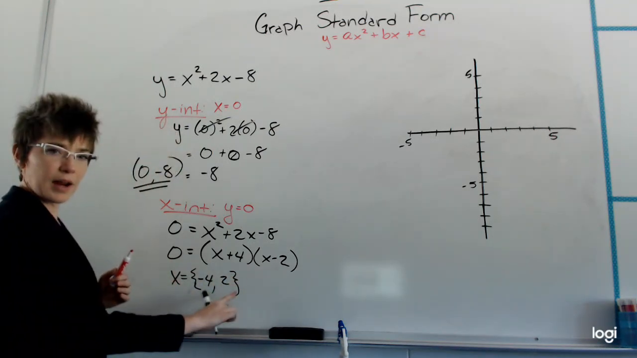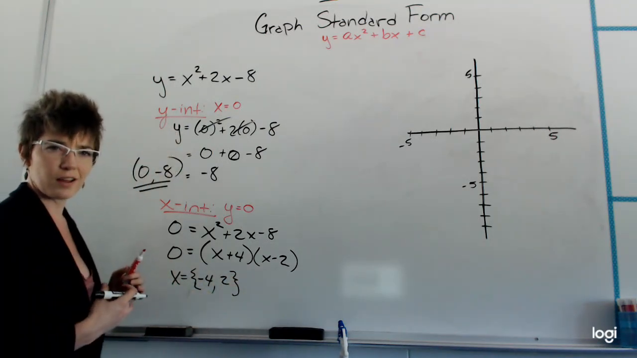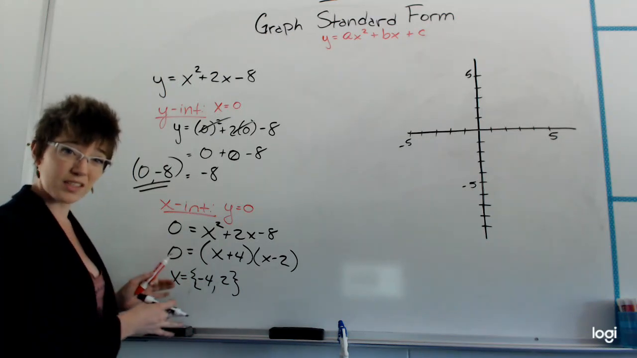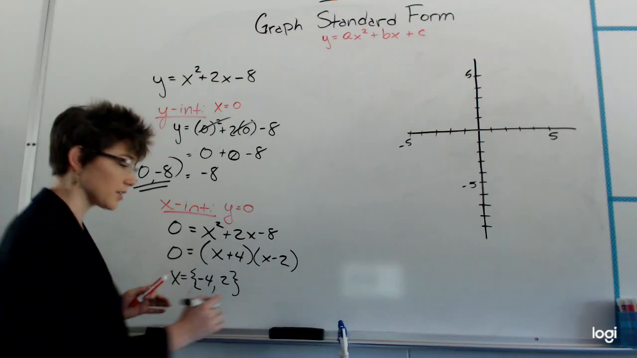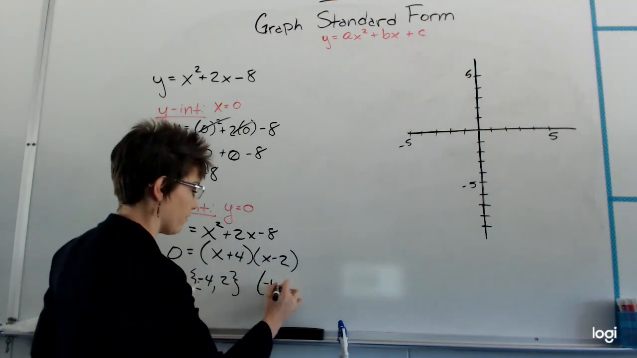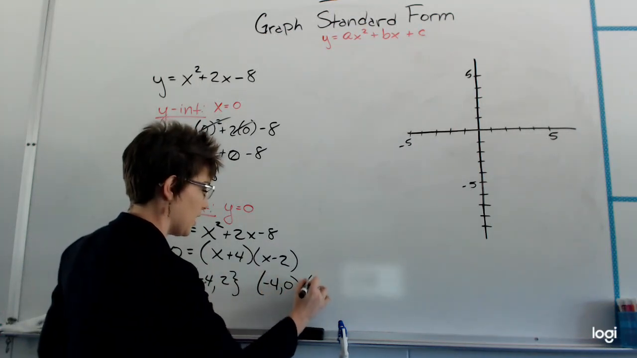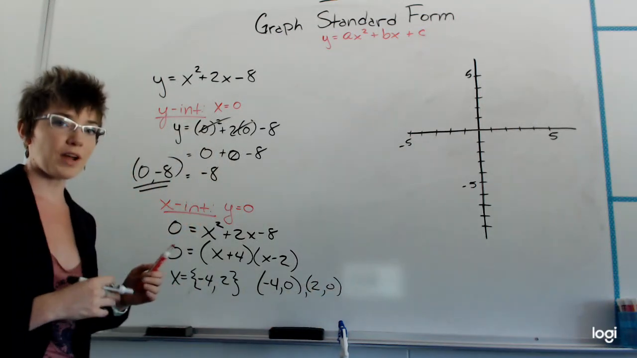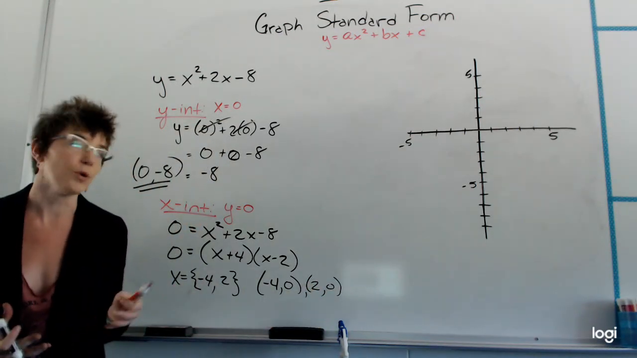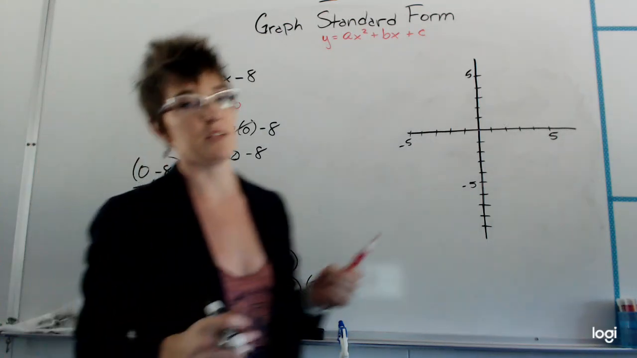That would be my solution set using set notation, but because these are x-intercepts and I care about that, I'm going to go ahead and write them as x-intercepts. So it's going to look like (-4, 0) and (2, 0). All right, so at this point, I find it really helpful to move over to the graph and take a look at some of these features.